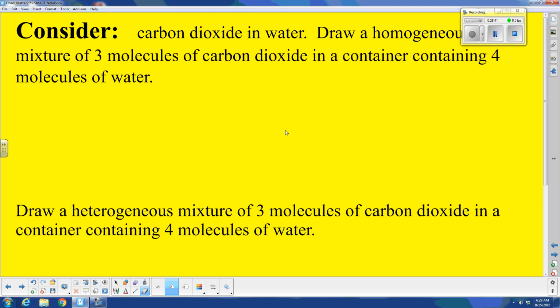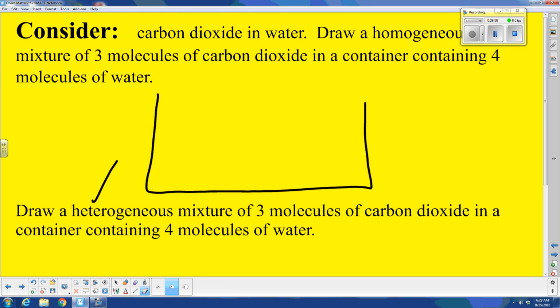All right. Carbon dioxide and water. Draw three molecules of carbon dioxide and four waters. Show me a heterogeneous. Okay, so we want to see a heterogeneous. So I'm going to draw a big picture here. If it's heterogeneous, it's going to be what? Not uniform throughout, meaning I'm going to put all of one thing in one place and all of the other thing in another. So maybe what I'll do is I'm going to put my carbon dioxides all over here. So here's a carbon, and here's a couple oxygens.